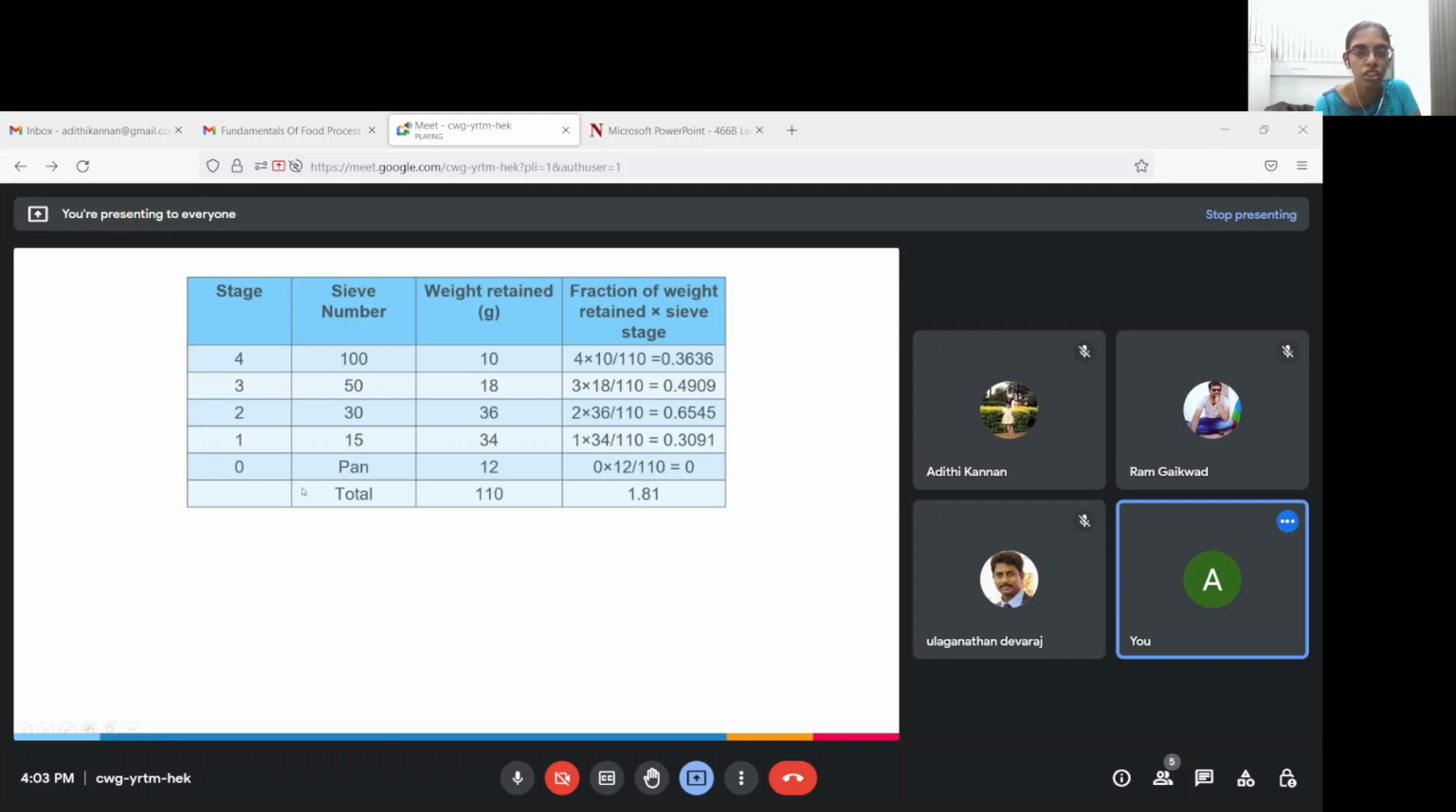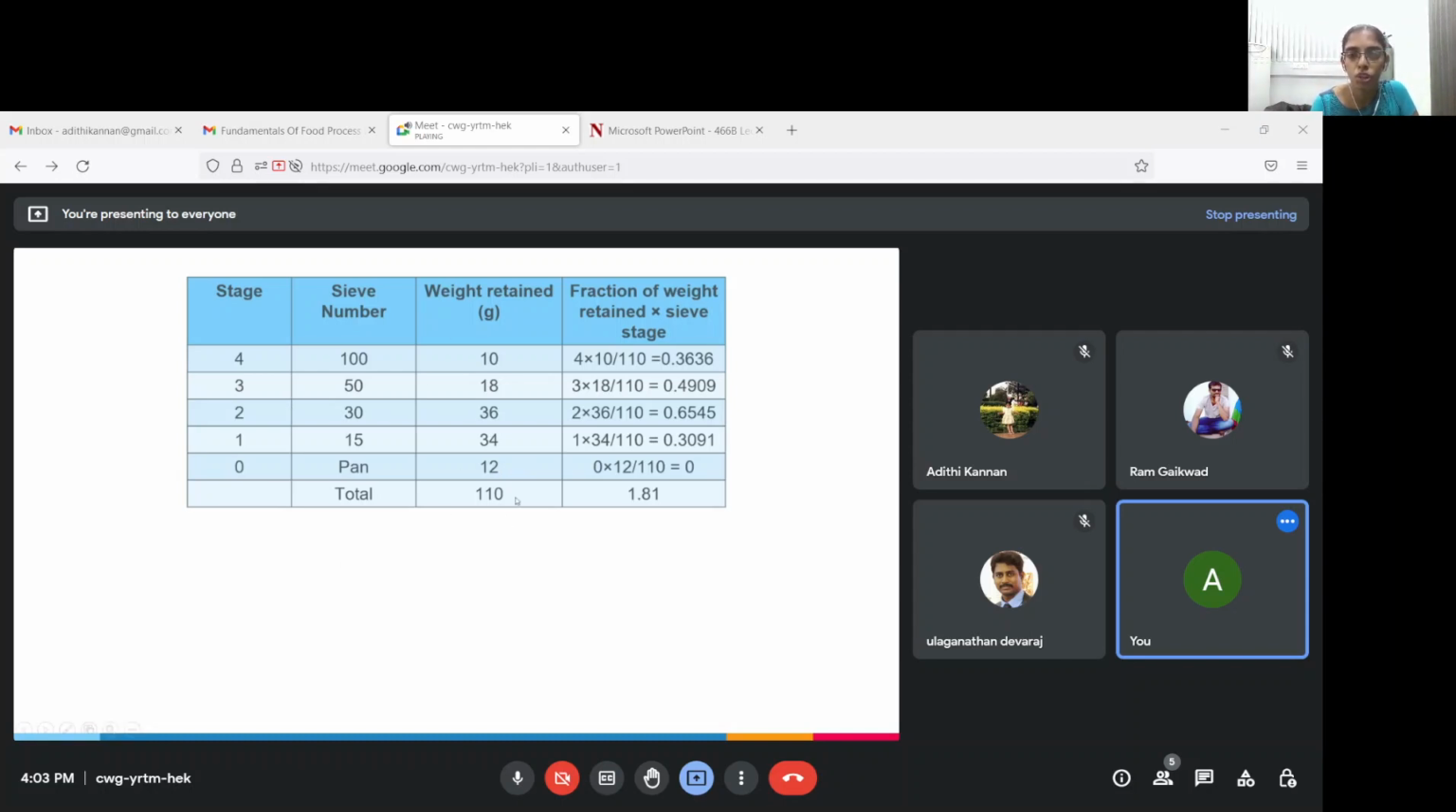So pan starts with 0 and your first sieve will be the highest stage. The weight retained is given in the question. So you need to calculate the total amount of product that you sent in. Here we don't consider any loss in the product at all. Whatever you feed in is what is going to come out at the other end or will be retained.